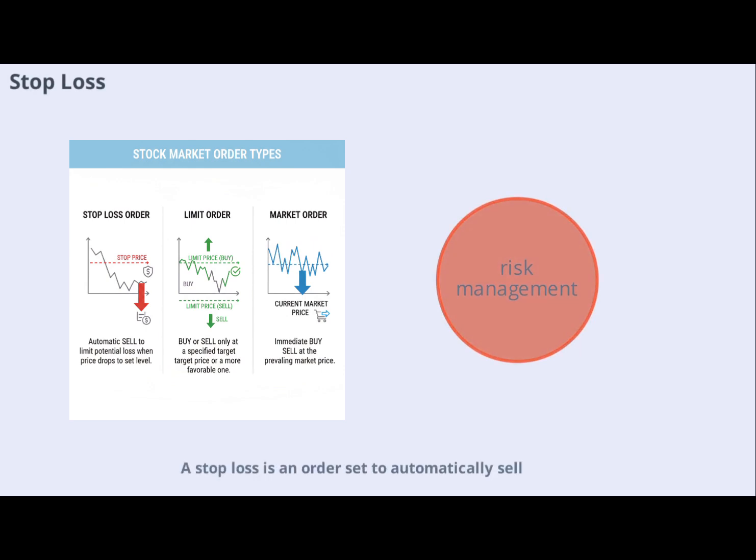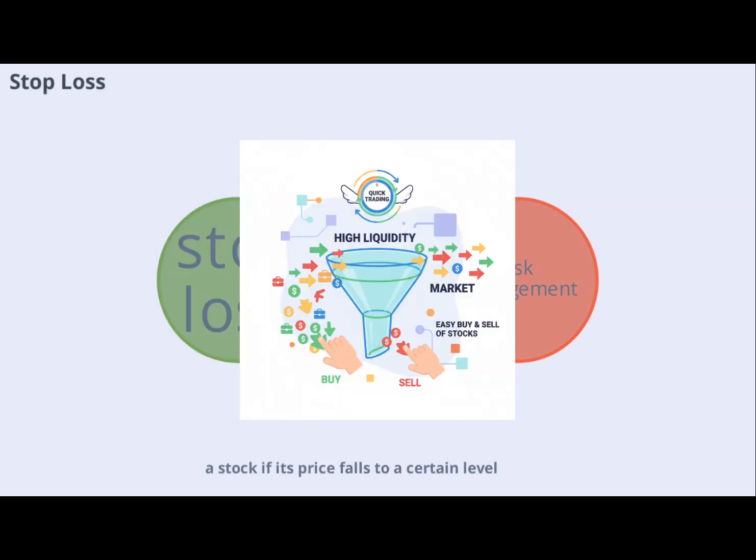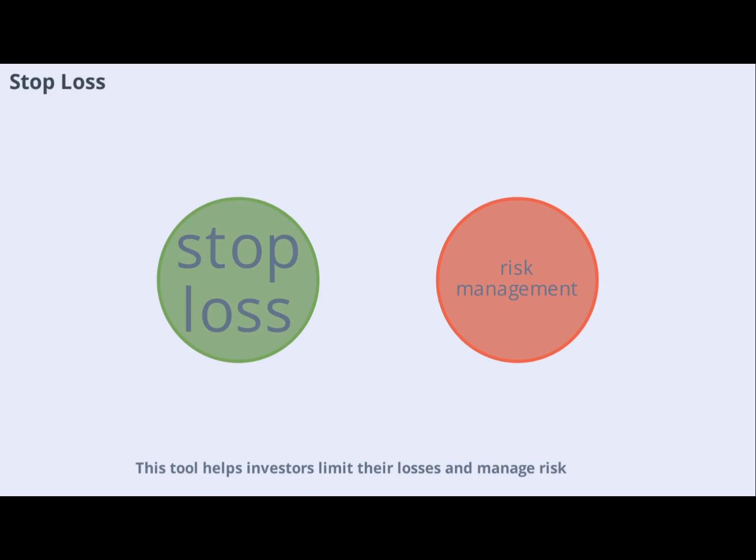Stop loss is an order set to automatically sell a stock if its price falls to a certain level. This tool helps investors limit their losses and manage risk, especially in volatile markets. Setting a stop loss is a common practice among traders to protect their investments from unexpected downturns.